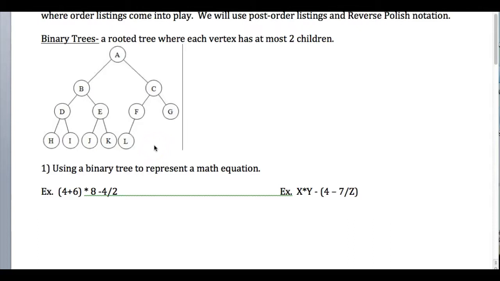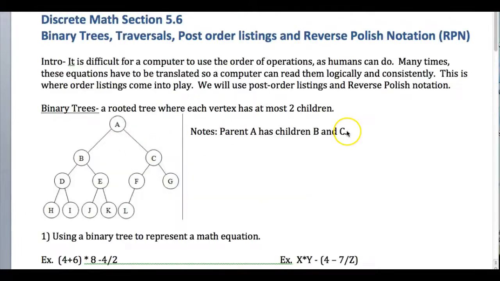So for instance here, parent A has children B and C. And then you can even write parent B has children D and E, and so on. That's how we can structure the order of this. A binary tree, that's what we have there. Rooted tree means that we're going to start with A, and it's just going to start off with that solo value right there.